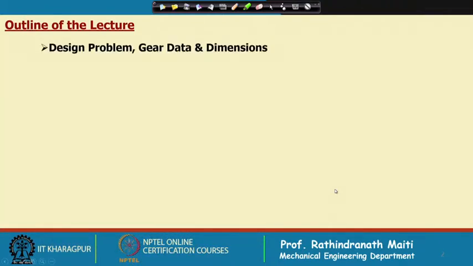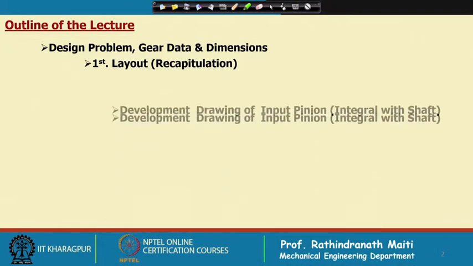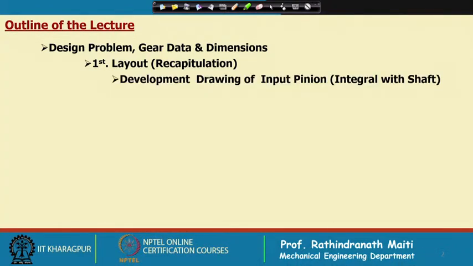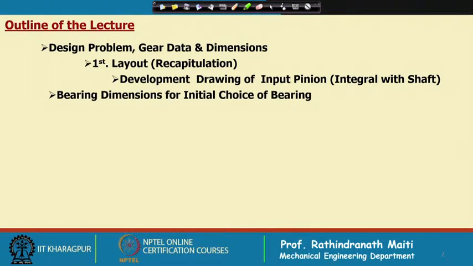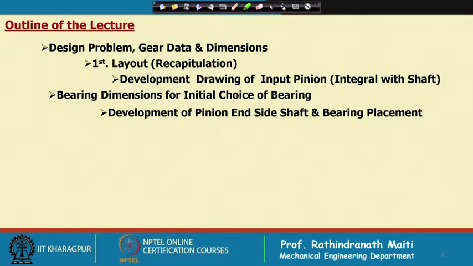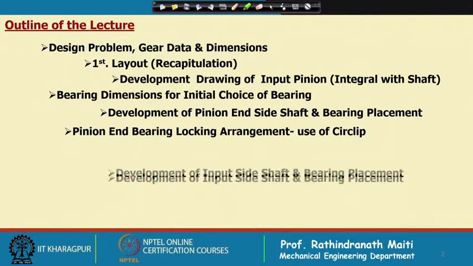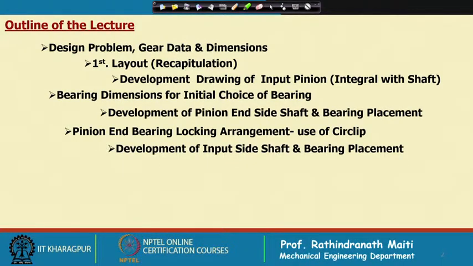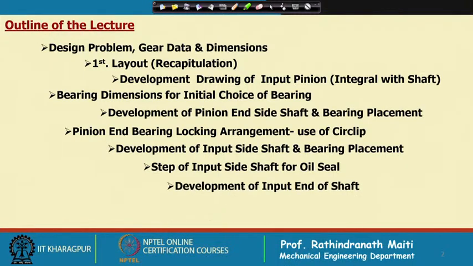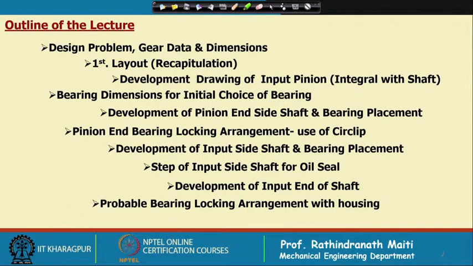The outline of the lecture is: the design problem, gear data, dimensions, first layout recapitulation, then development drawing of the input pinion integral with shaft, which is the main topic. Then bearing dimensions for initial choice of bearing, then development of the pinion end side shaft and bearing placement, then the pinion end bearing locking arrangement, use of circlip, then development of the input side shaft and bearing placement, and the step of the input side shaft for the oil seal, then development of the input end of the shaft, and finally the probable bearing locking arrangement with the housing.